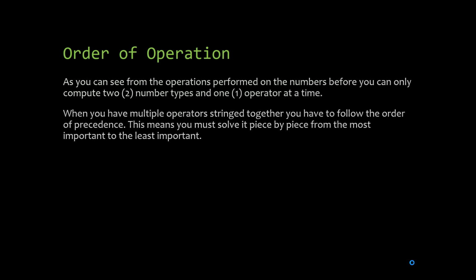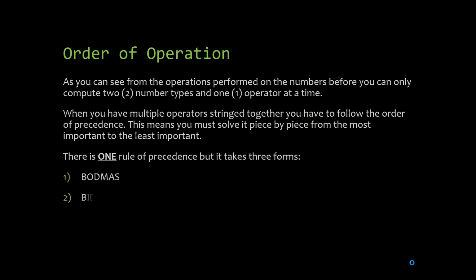Because of this, when you have operators strung together, what you would have to do is follow a rule of precedence. In other words, you're going to deal with the one that is most important, and then you move on to the ones that are least important. Now the rule has three forms. It's one rule of precedence that has basically three forms, and I'm going to go through each one of them and explain it. So now, when we look at BODMAS, the first B stands for brackets.